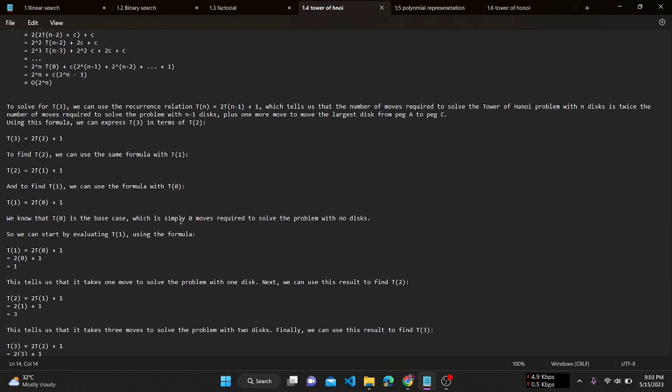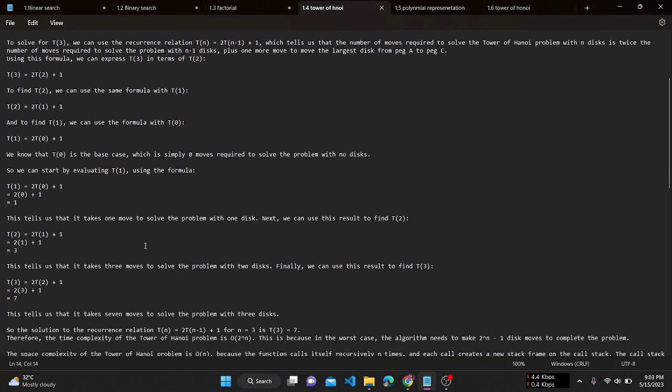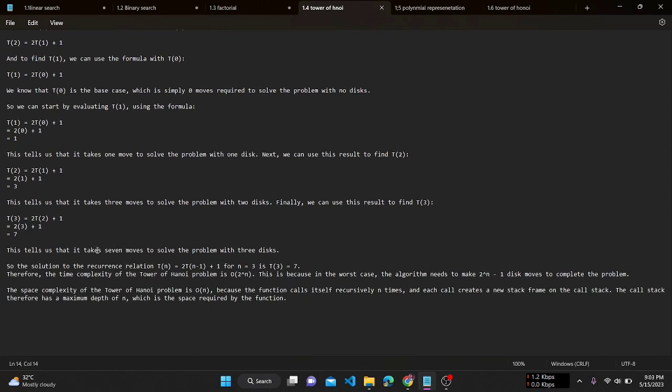Finally, we can use this result to find T of 3. The T of 3 is equal to 2T of 2 plus 1, which is equal to 7. This tells us that it takes 7 moves to solve the problem with 3 disks. So, the solution of the recurrence relation T of n is equal to 2T of n minus 1 plus 1 for n equal to 3 is T of 3 equals 7. Therefore, the time complexity of the Tower of Hanoi problem is O of 2 power n.